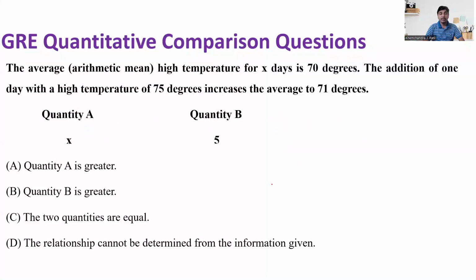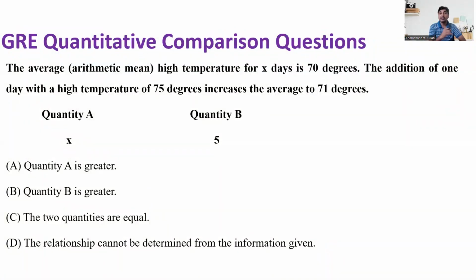This is the first type of questions which is asked in GRE exam, that is quantitative comparison questions. यहाँ पे आपको दो quantities की comparison करना होता है, and then for that you have given some information. Now the information is like that: the average, that is arithmetic mean, high temperature for X days is 70 degrees. The addition of one day with the high temperature of 75 degree increases the average to 71 degrees.